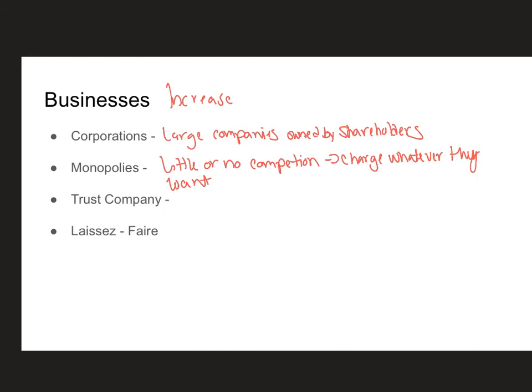Then you have the trust companies. And trust companies are a version of a monopoly, or a type of monopoly, where you essentially buy up everything that you can. And laissez-faire is the idea that the government should stay out of business.